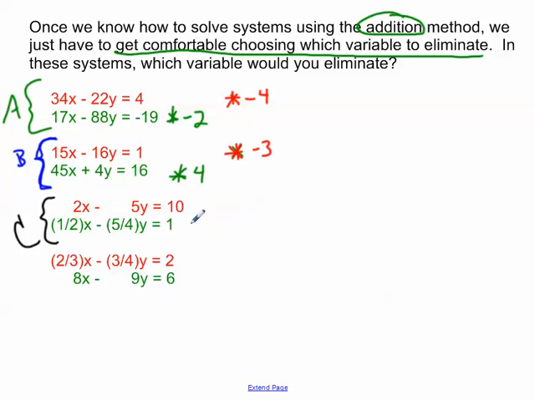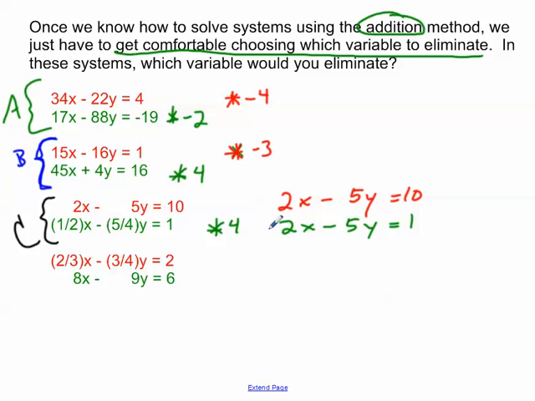So what would you multiply each one by? I would probably choose to multiply the green to clear out the fractions. So I would multiply by 4. 4 times 1/2 is 2x, minus 5/4 times 4 is 5y, equals 1. In the red equation, I would have 2x minus 5y equals 10. And you know what? Let's try to solve this, because now we've kind of moved forward with this one.